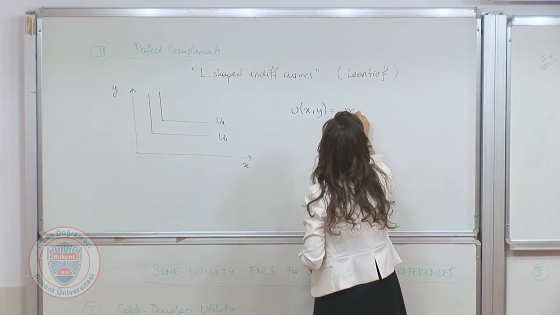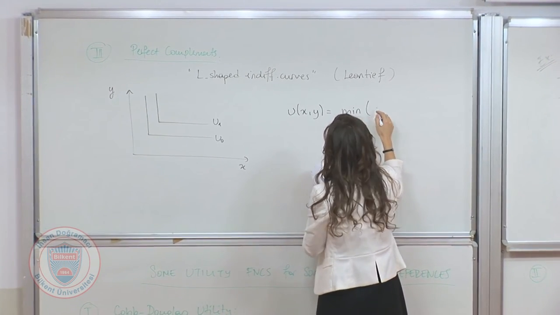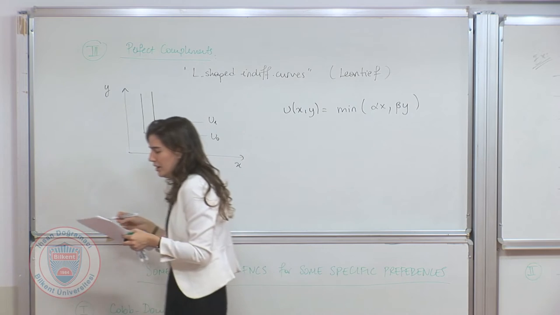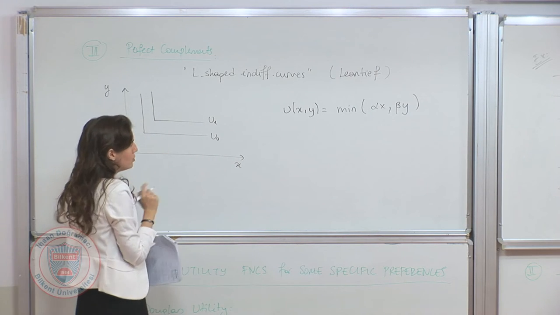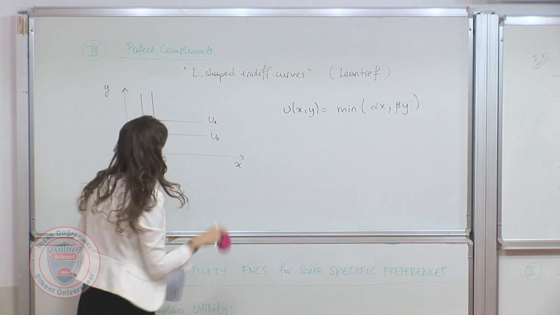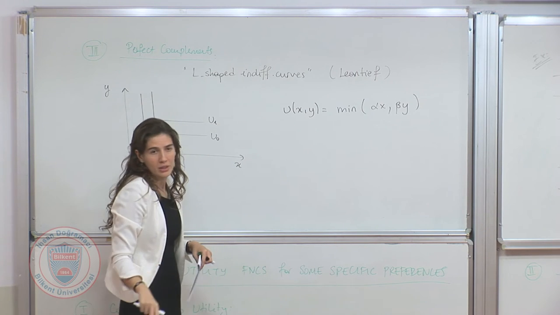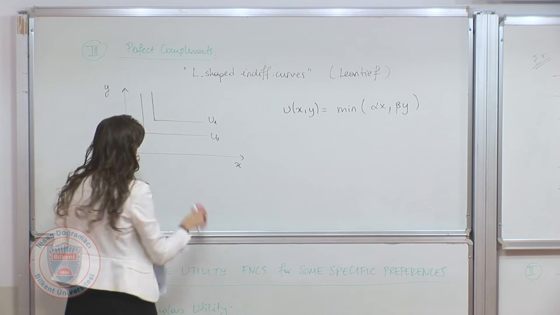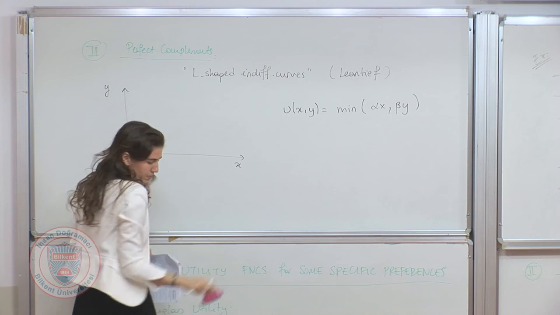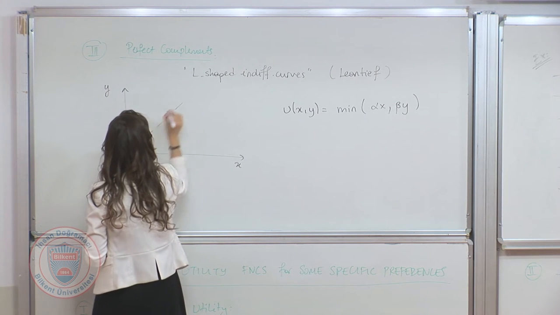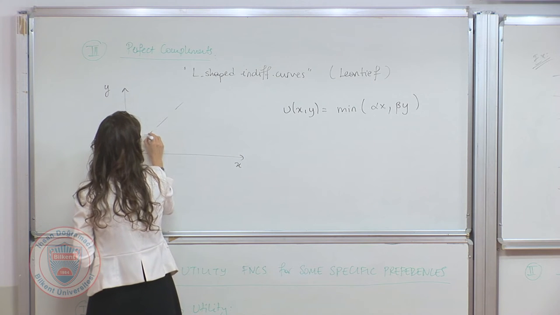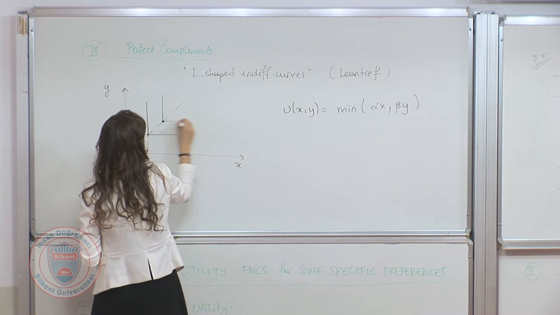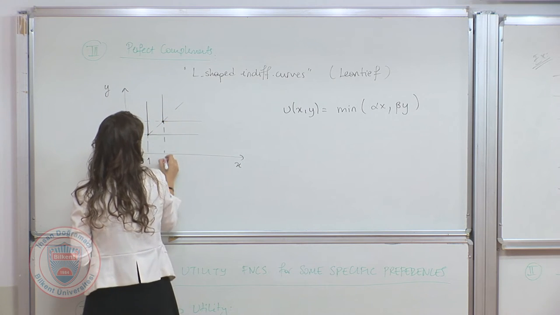It's basically the minimum of alpha x, beta y. For instance, if you have one right shoe and one left shoe, it should be alpha and beta, which means they're equal, or they could be equal to one. So let me do it properly. This is going to be the 45 degree line. So this is one, one. And as you told me, two, two.